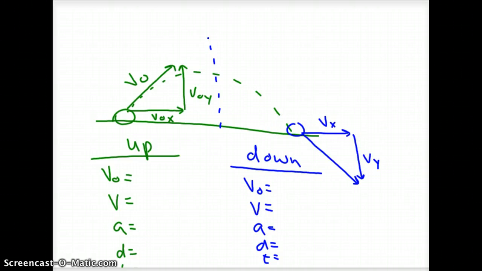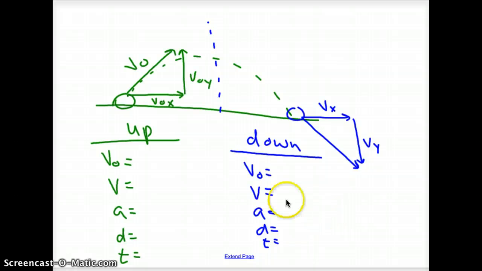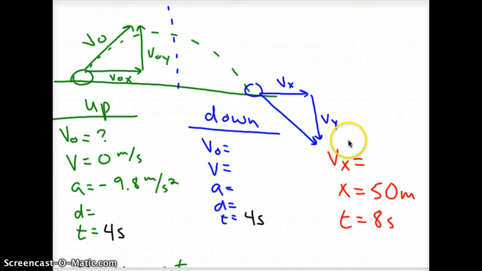Again, we're ignoring air resistance, so when we're setting this problem up, we're going to have an up column of information for kinematics and a down column of information. We're also going to have the horizontal information, which I could call x, where we have the velocity in the x, the displacement in the x, and the time in the x. Notice there's only 3 variables here because it moves at a constant velocity since we ignore air resistance.